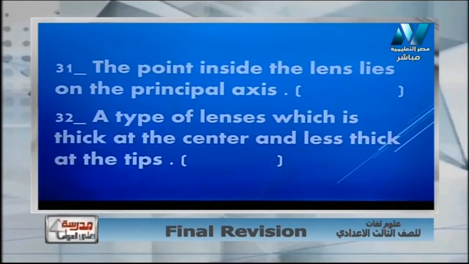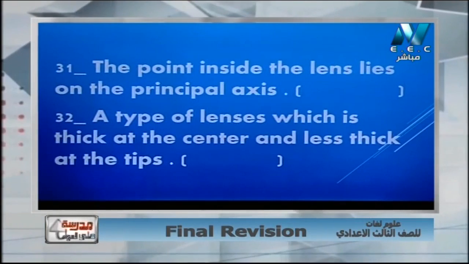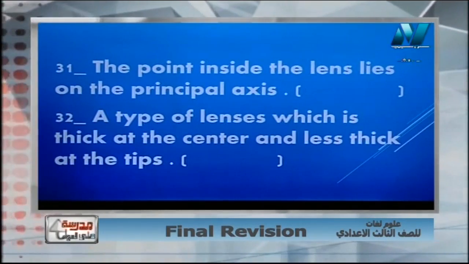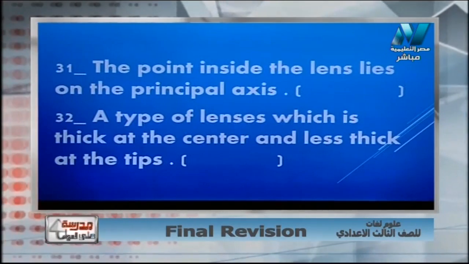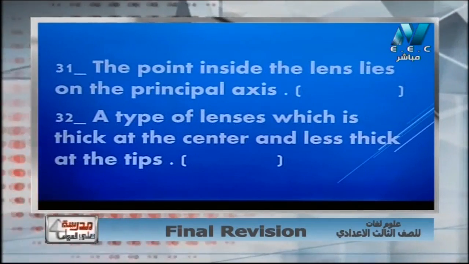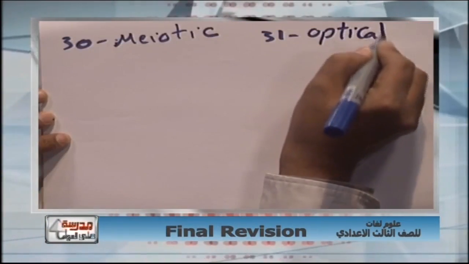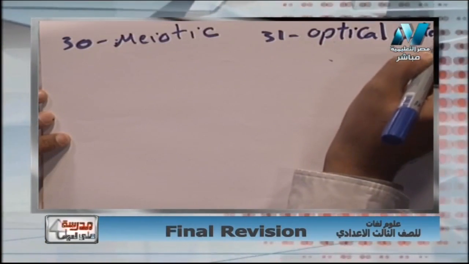Number 31. The point inside the lens that lies on the principal axis. Which point inside the lens lies on the principal axis? It is the optical center. Optical center of the lens.